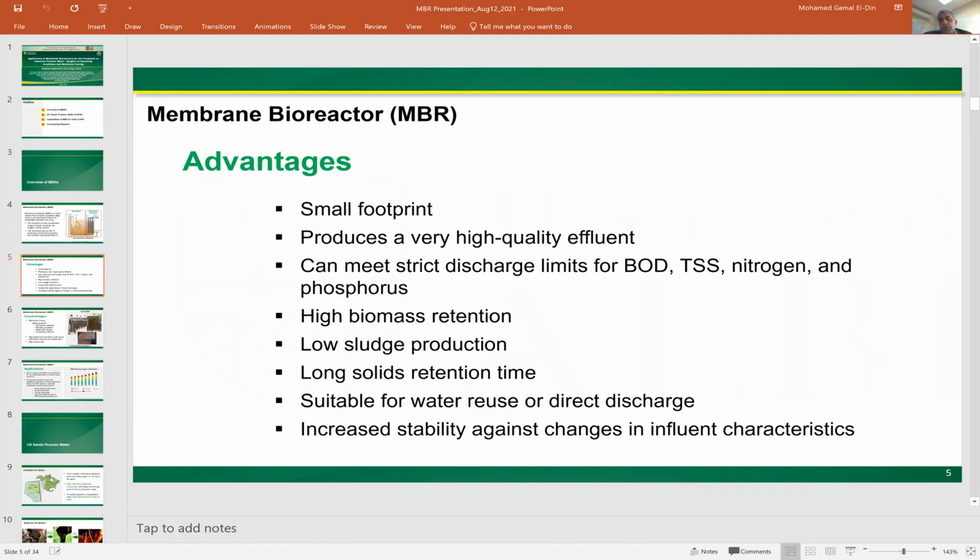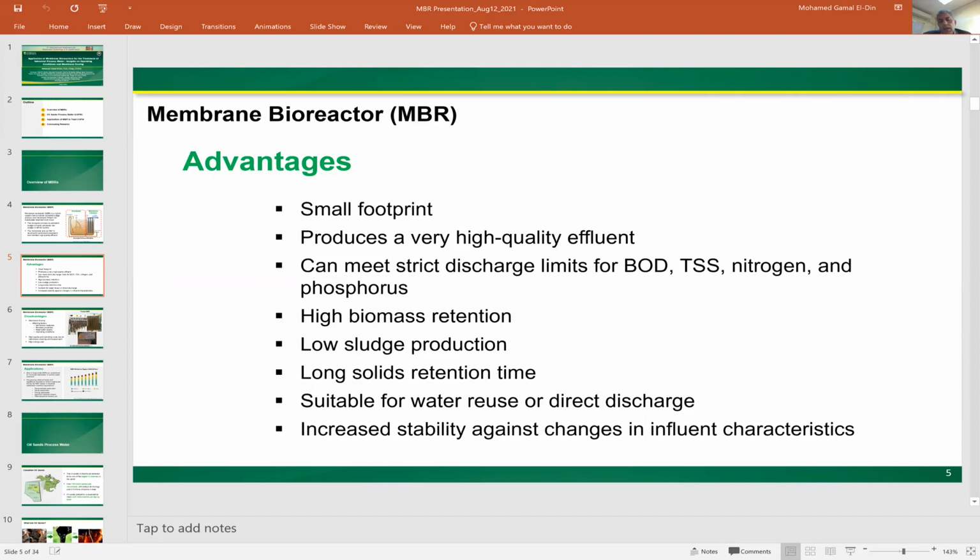It can produce very high biomass with a very high biomass retention, which means basically it will lead to a much higher level of treatment, and that will lead definitely with the retention time being on the higher side to have low sludge production. So that will be way less sludge produced from this treatment compared to conventional biological treatment systems with conventional solids liquid separation such as secondary clarifiers.